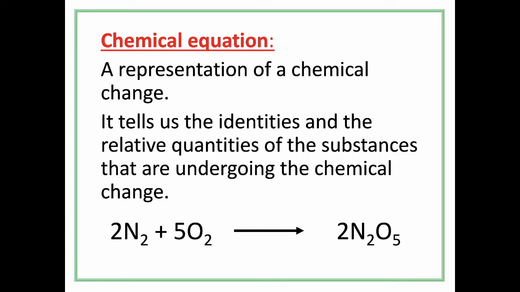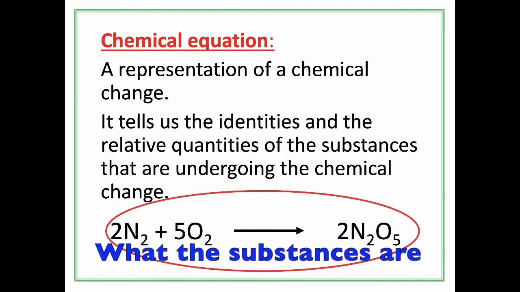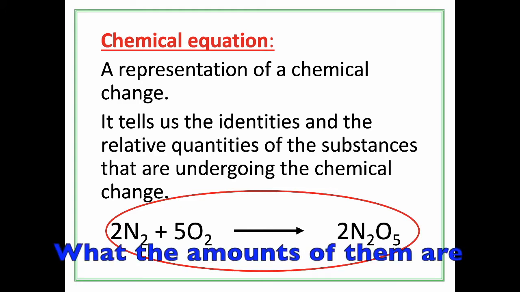A chemical equation is a representation of a chemical change. It tells us the identities and the relative quantities of the substances that are undergoing the chemical change. In other words, what these substances are and what the amounts of them are.